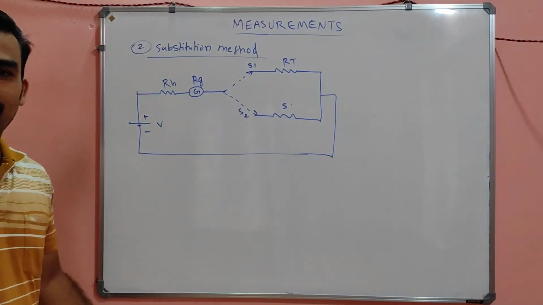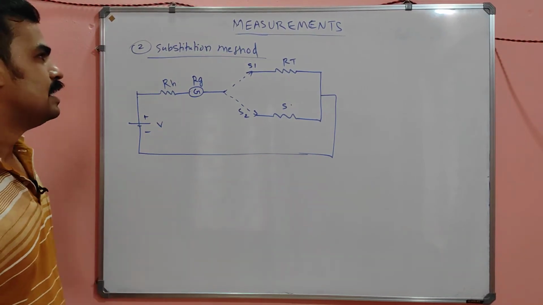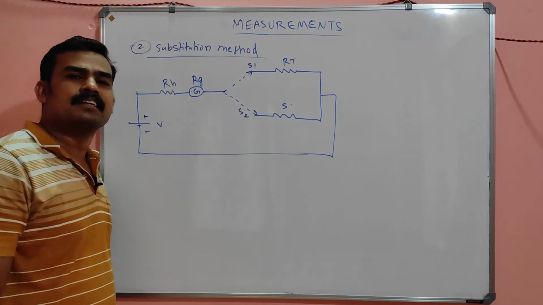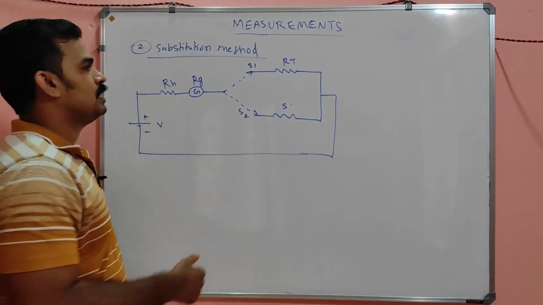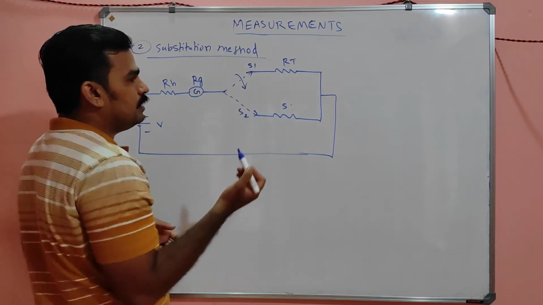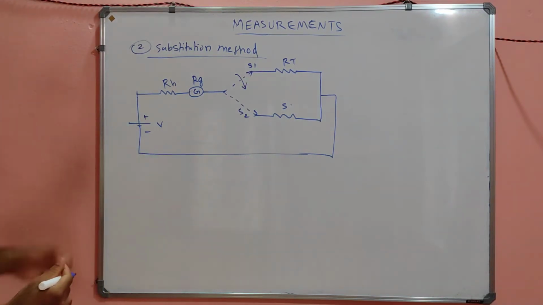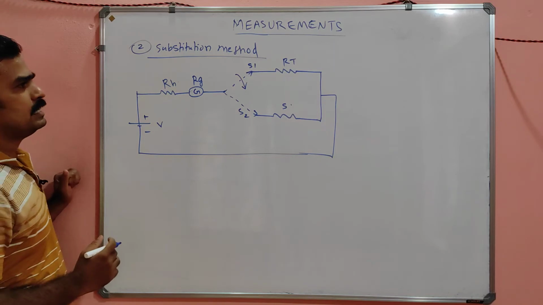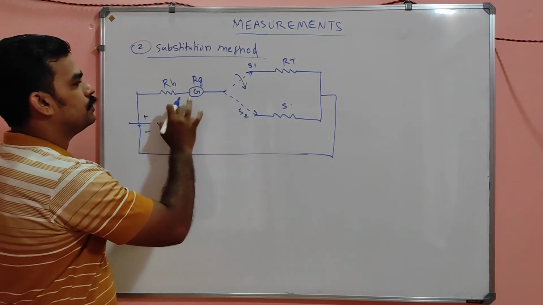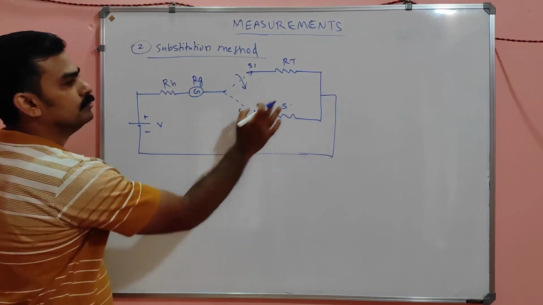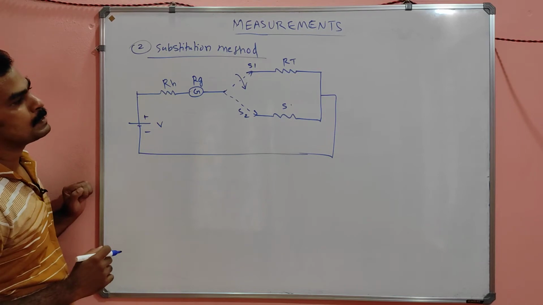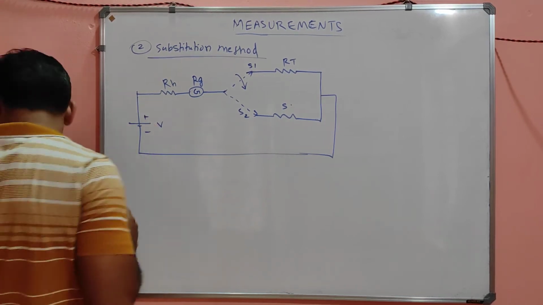Any name you can call it. RT is the true value of the resistor, and S is the standard resistance. Its value is known to you. And this switch can be moved to both the S1 position and the S2 position. Listen, my dears. Suppose initially the switch is in the S1 position. That means the current flows through this leg. The standard resistance S is not there.